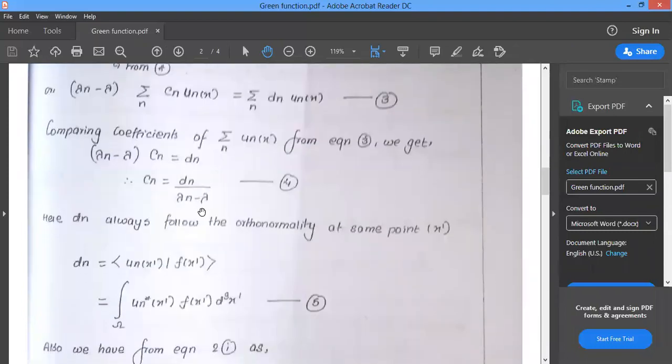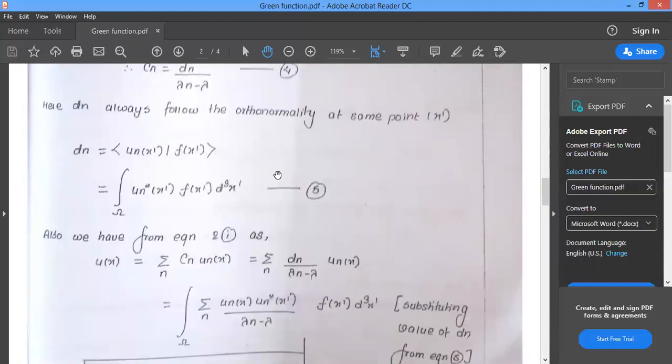So we calculate c_n, but we also have to determine the values of d_n. Here d_n follows the orthonormality property at the point x dash, so we choose x dash. d_n equals the inner product of u_n(x) and f(x), using the bra-ket sign. In the continuous case, it is an integration over u_n star of x and f(x), with the volume operator. This is equation 5.